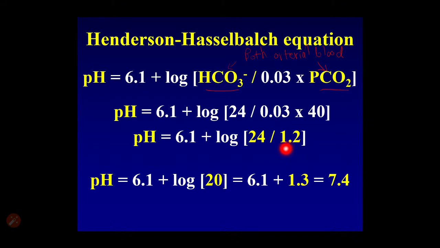24 over 1.2 is how much? It's 20. So log to the base 10 of 20 is 1.3. This is a constant. I can't do anything about this. So 6.1 plus 1.3 gives me a normal pH of 7.4.